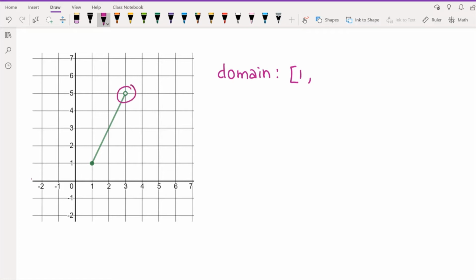Whereas when you have an open circle like that, that's meant to indicate that there's actually no point at (3, 5). It's like everything up until that point is included, but then the point (3, 5) itself is actually not a part of the graph.